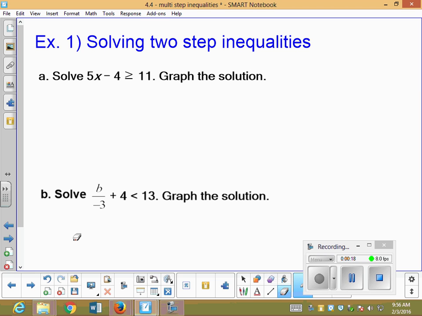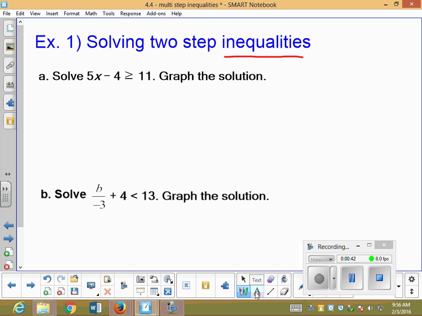All right, solving two-step inequalities. Remember, solving an inequality is just like solving an equation, except without an equal sign, we have an inequality. So we have here our first problem example, 5x minus 4 is greater or equal to 11. And after that, we're going to graph it. So to solve this, again, we ask ourselves, what is happening to the x? It's being multiplied and it's being subtracted by 4.